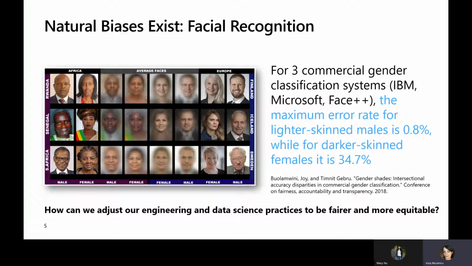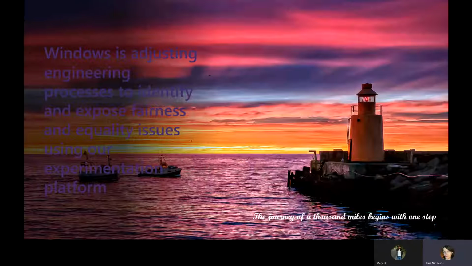How much more accurately? The maximum error rate for lighter skinned males is 0.8%, while for darker skinned females is 34.7%. Knowing all this, our Windows experimentation platform is striving to identify and expose fairness and equality issues and to adjust the engineering processes and policies to compensate.